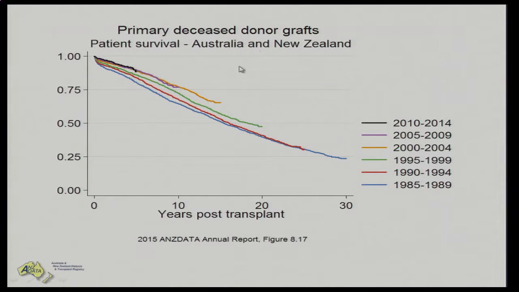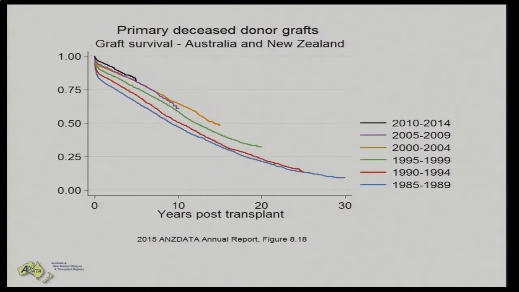This just goes to show you patient survival for the Australian New Zealand population. This is the Australian population showing years and patient survival. You can see that over the years we have gotten better in managing our patients with better survival rates. At 10 years, we're getting 80% or more patient survival, which is significantly better than remaining on dialysis.